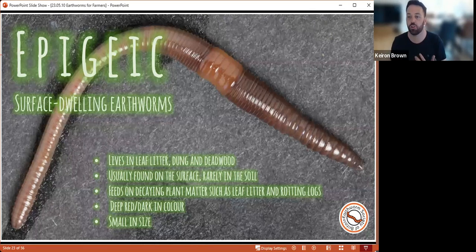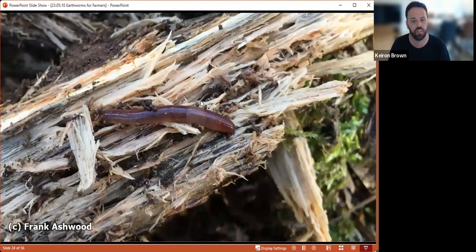They live in the leaf litter, the dung, the deadwood, whatever decaying plant material or animal waste material they're feeding on. So they live within their food substrate. Usually found on the surface, they feed on decaying plant matter such as leaf litter and rotten logs. They include the stripy ones that you get in compost bins. And like I said, often small in size, although some of the compost ones can be a bit bigger. And as you'll see here, this is an epigeic earthworm that's been found living within dead wood. So an earthworm that's not in the earth.